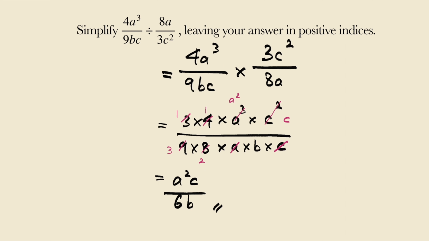Okay, next. Instead of simplifying diagonally, I'll just take coefficients 3 times 4. A cubed, c squared, 8 times 9, 9 times 8. There's an A, there's a B, and there's a C. Alright, now look at the 3 and 9, becomes 1 and 3. 4 and 8 becomes 1 and 2. A cubed and A becomes A squared. B stays below, and C squared and C turns into C above. So look at what the numerator will become, A squared C, followed by 6B. And that's the final answer.